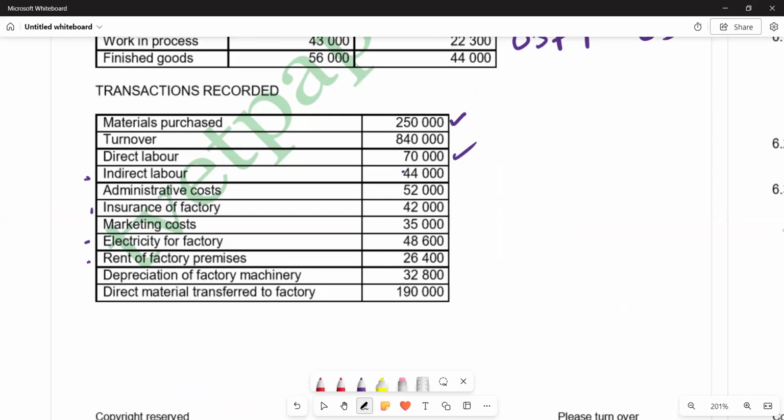Then we also have rent of factory premises. Anything that has to do with factory is a manufacturing overhead. And then we go to depreciation of factory equipment, which is 32,800. It's also a manufacturing overhead. So these are the manufacturing overheads that we have. We can just list them. We have got 1, 2, 3, 4, 5. So we can list them as they are. Indirect labor, 44,000. Insurance of factory, 42,000. Electricity for factory, 48,600. Rent of factory premises, 26,400. Depreciation of factory machinery, 32,800.